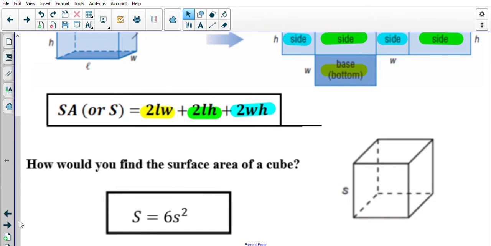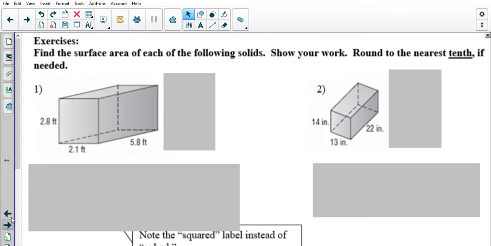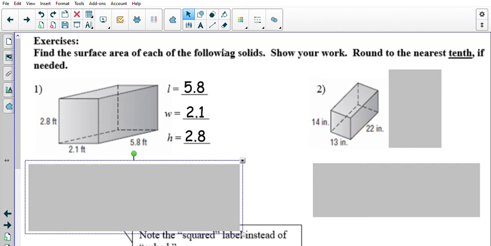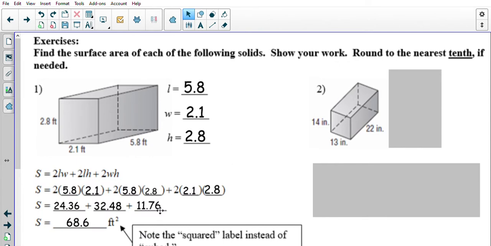So let's do some practice of finding the surface area of some rectangular prisms. The first thing that I usually do is identify which dimension I want to be my length, which one I want to be my width, and which one I want to be my height. It doesn't actually matter. This is what I chose: the length to be 5.8, the width to be 2.1, and the height to be 2.8. If you choose them differently when you go to do your work down below, these products are just going to be in a different order, but you still get the same final solution.